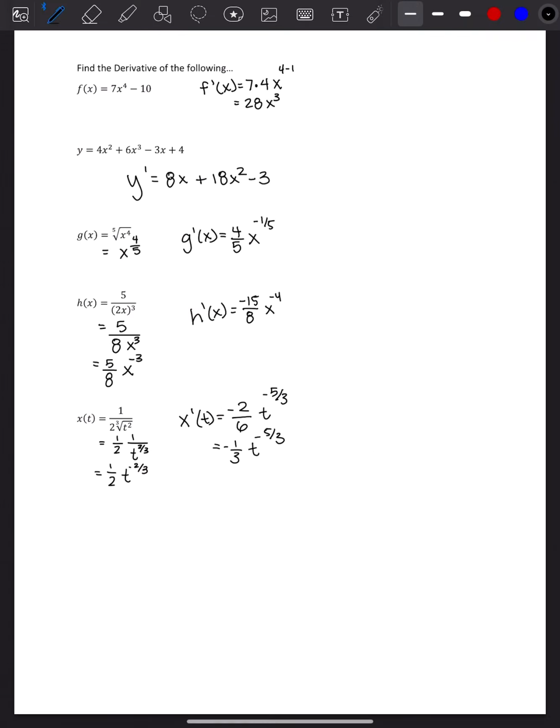So power rule is really our bread and butter here. It's kind of our basic rule. It's in pretty much everything, so we just got to get really good at it and remember how to do it, especially the changing when we need to.